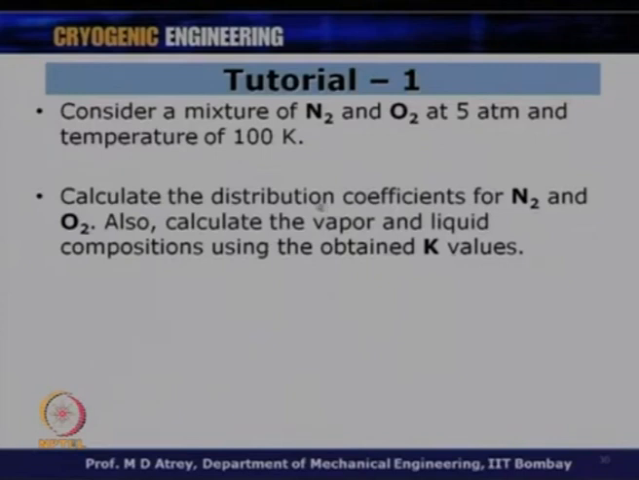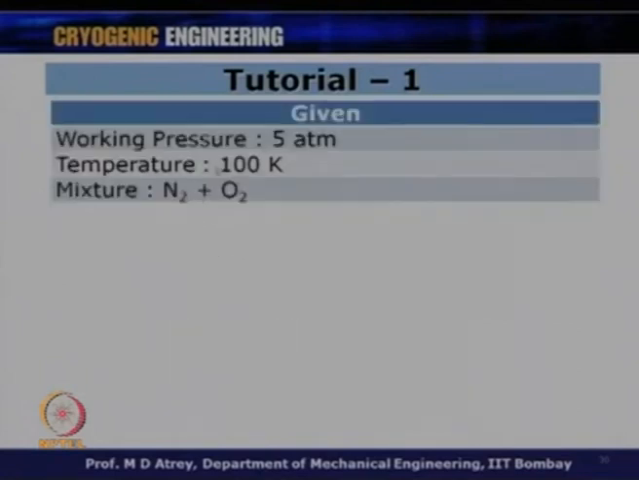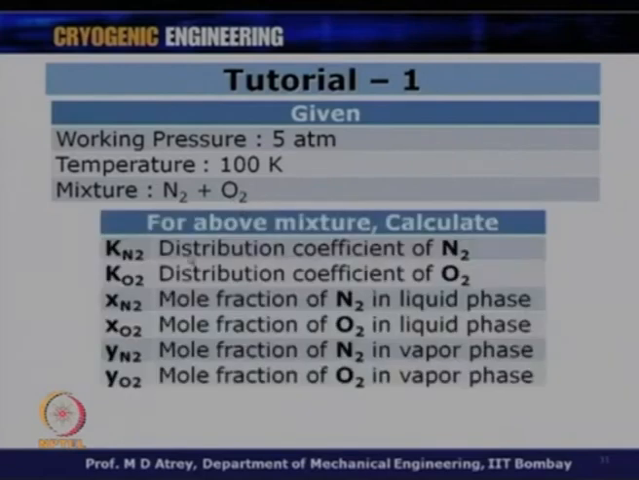So, basically I want to calculate the distribution coefficient, and once you know the value of K, calculate the vapor and liquid compositions using the values of K. That is the problem. Use the data from the table given in the earlier slide. So, working pressure is 5 atmosphere, temperature is 100 Kelvin, mixture is nitrogen and oxygen. This is the problem definition, this is how the problem is given. So, what do I want to calculate?